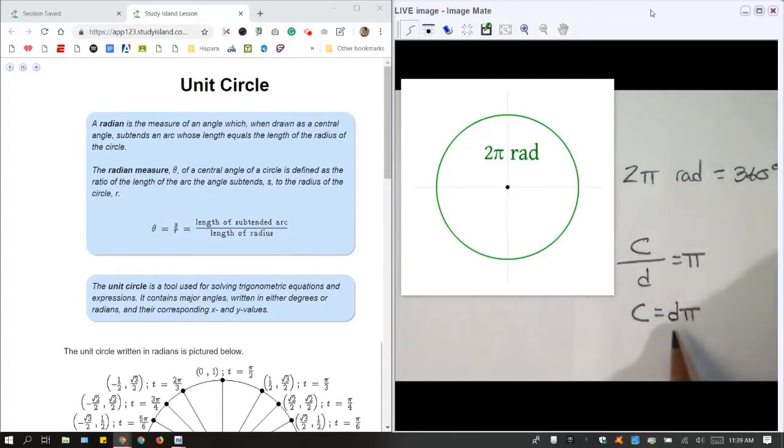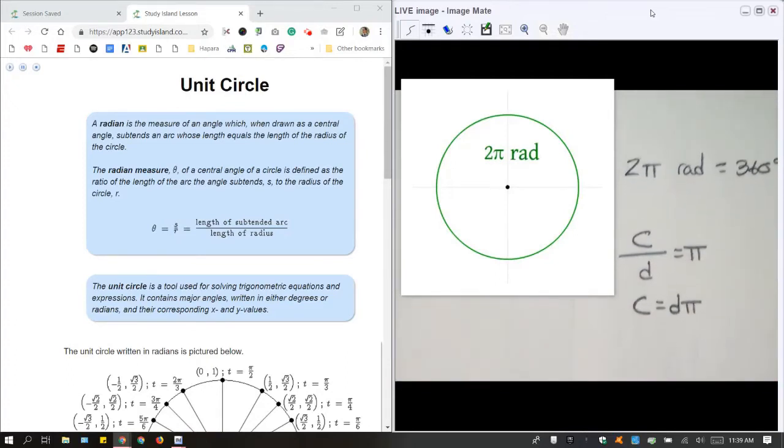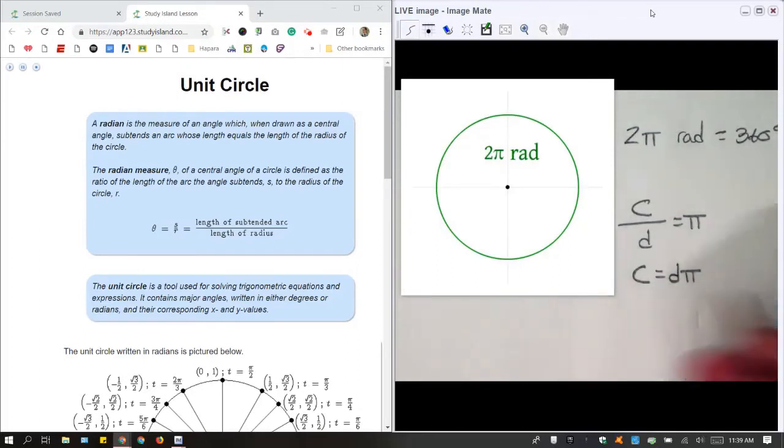Well, we also know that the diameter is the same as 2 times the radius. If you have 1 radius and another back to back, that's 2 radii. So I can say that the circumference is equal to 2 times a radius times pi.